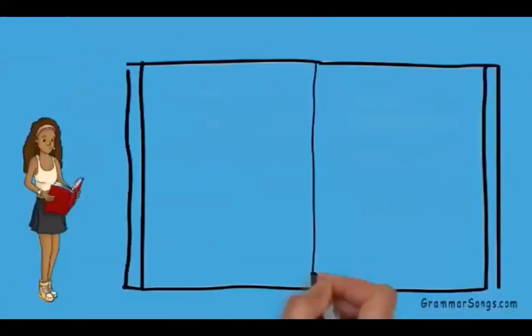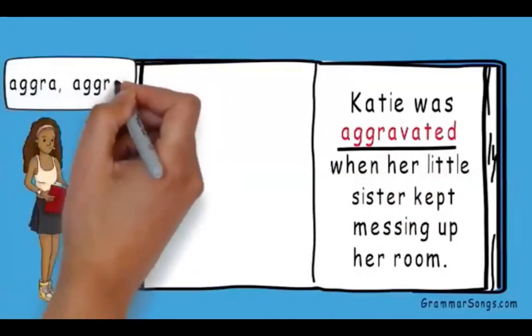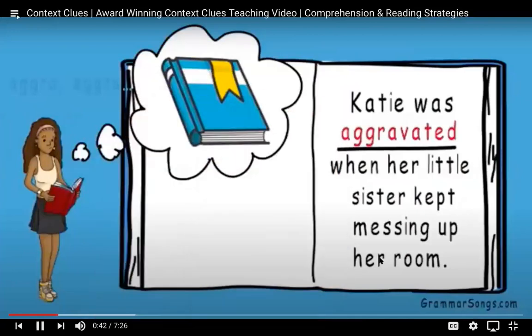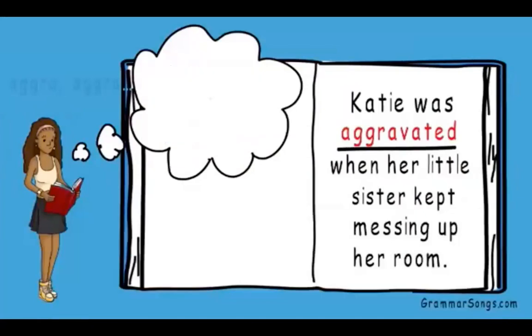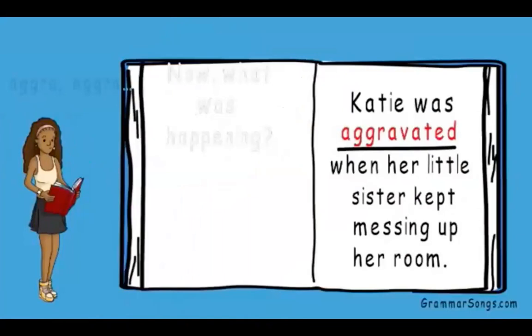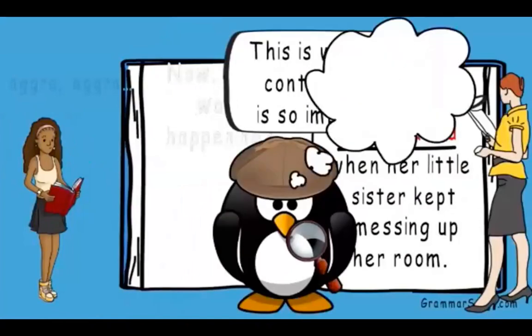Let me show you. When we read, sometimes we will come upon an unfamiliar word that we don't know and have trouble sounding out. We could choose to stop reading and find a dictionary, but this can take away from our comprehension or understanding of the story by interrupting the flow. Now, what was happening? This is why using context clues is so important. I know what clues are, but what is this thing you call context?